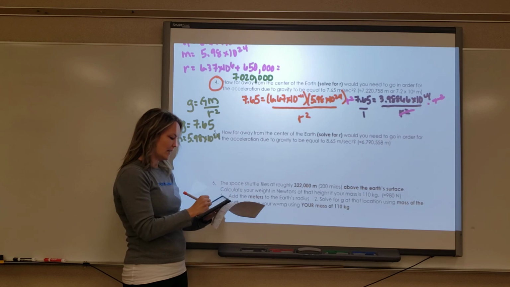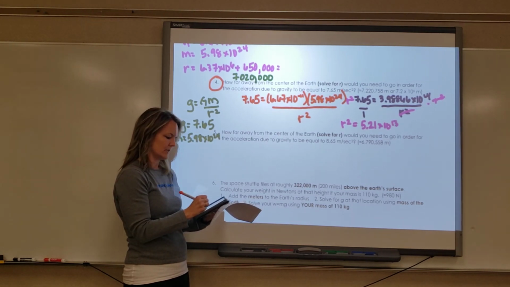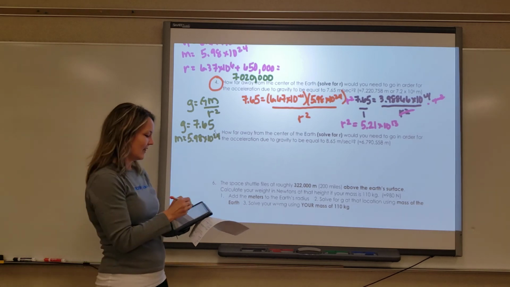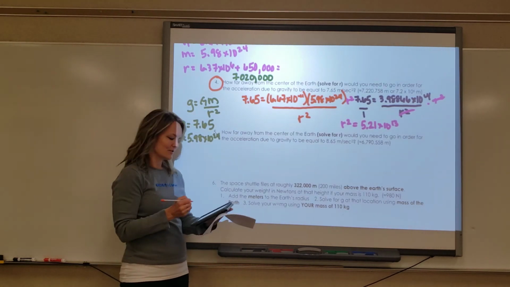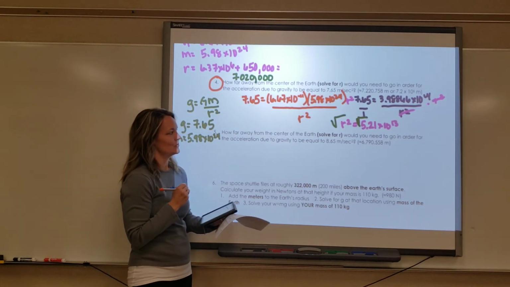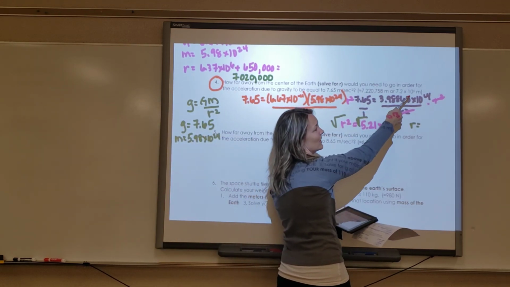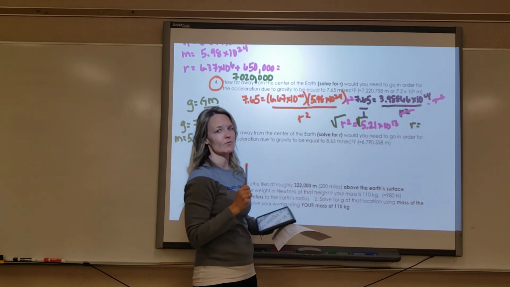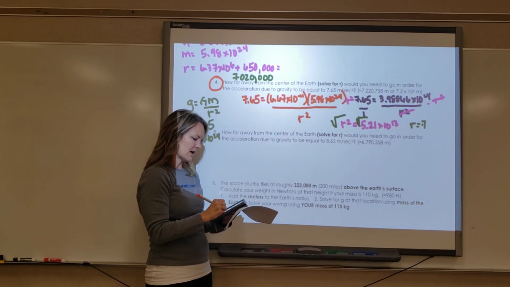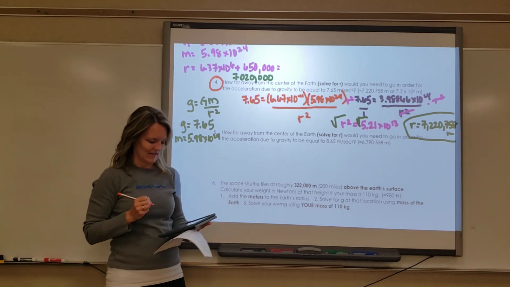Okay, when you do that, you find that r squared equals 5.21, there's a lot of decimals, I'm not writing them all down, times 10 to the 13th. That is not r, that is r squared. So my last step is to square root, and when I do that, I find that r is equal to this number right here. Some calculators will give it to you in scientific notation, most of them will give it to you in the actual number form. So 7220758 meters. Whew, cross multiplying and dividing.